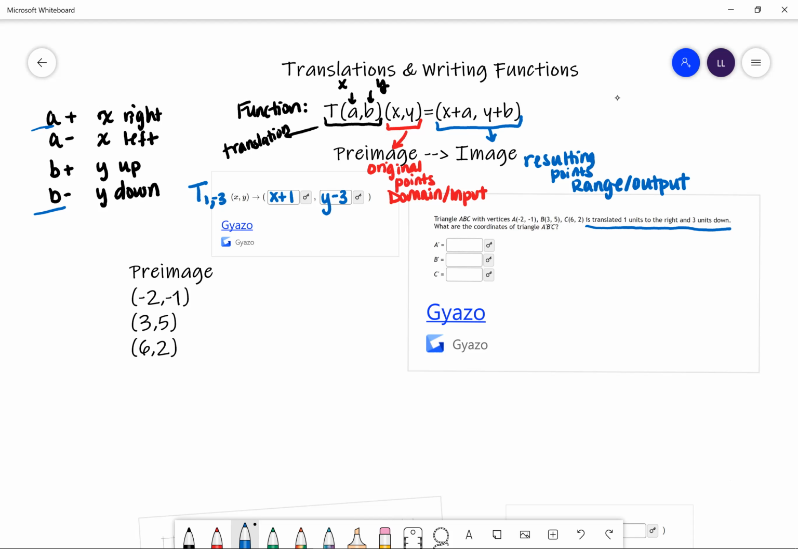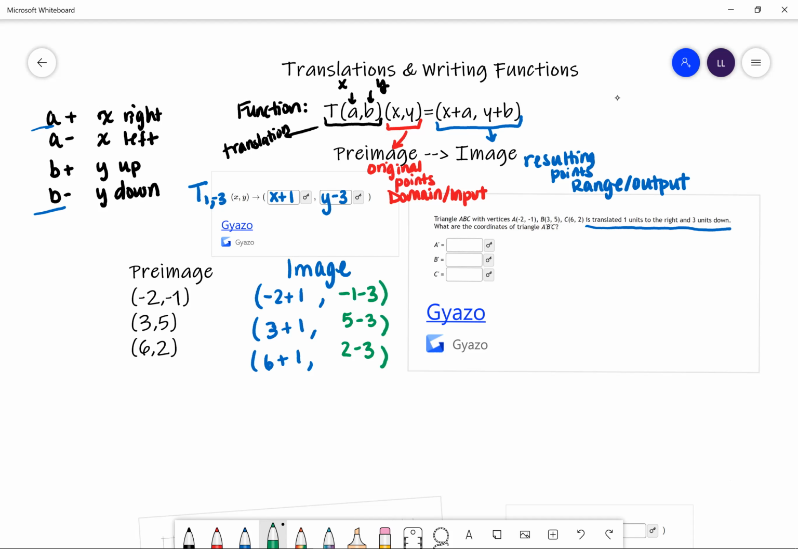Now let's go ahead and apply this function rule to these points. So that means we are going to add 1 to all the X coordinates. And then we're going to subtract 3 from all the Y coordinates. So our image points are going to be, let's do the work. So -2 plus 1, 3 plus 1, and 6 plus 1. And then for the Y coordinates, we're going to have -1 minus 3, 5 minus 3, and 2 minus 3.